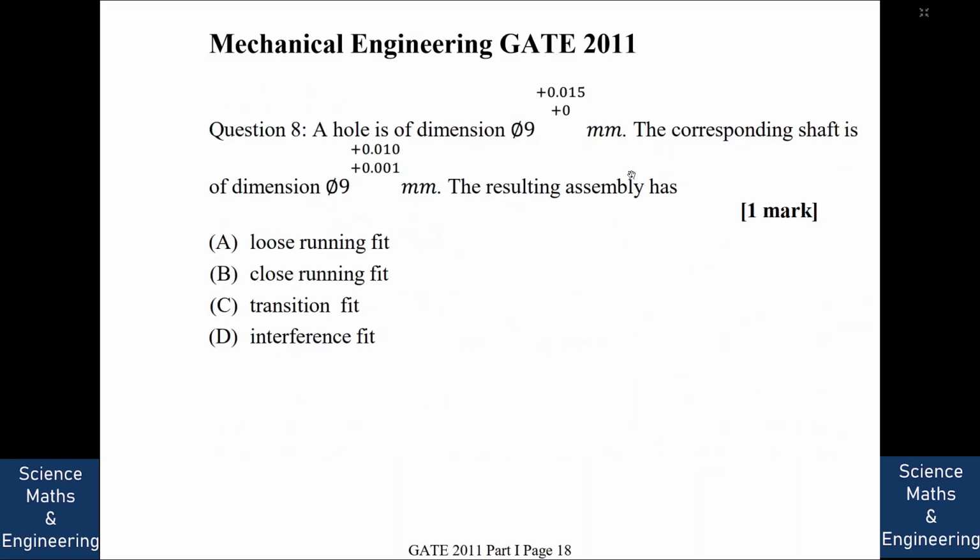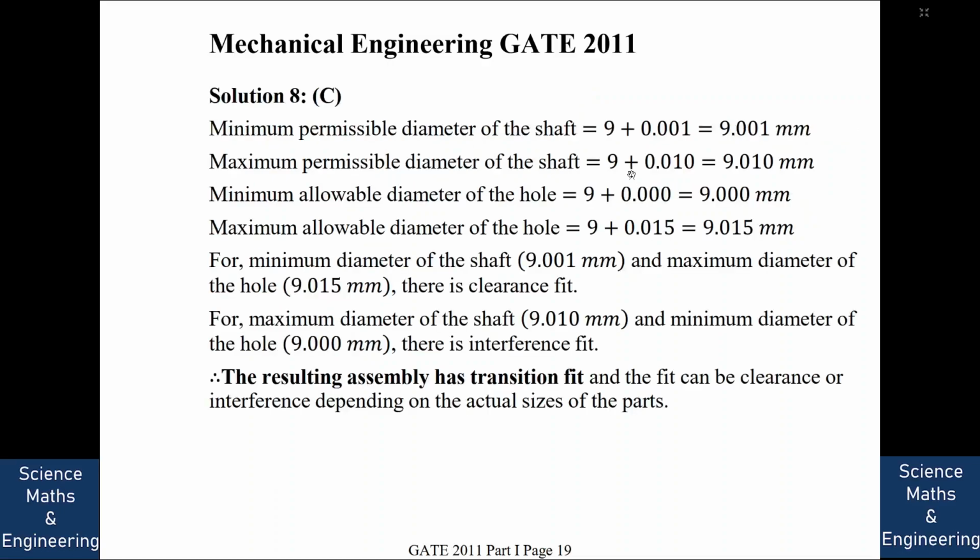A hole is of dimension phi 9. Upper tolerance is plus 0.015 and lower tolerance is plus 0 mm, and the corresponding shaft is of dimension phi 9, upper tolerance is plus 0.010 and lower limit is plus 0.001 mm. The resulting assembly has A, loose running fit, B, close running fit, C, transition fit, or D, interference fit. So the answer is C.